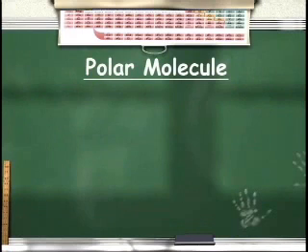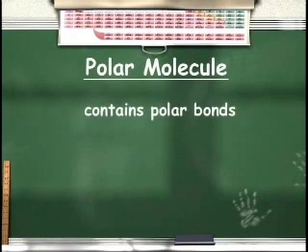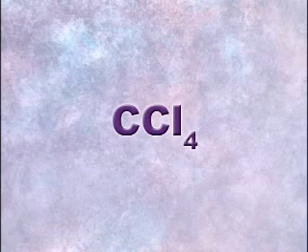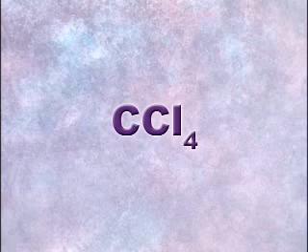A molecule is considered polar if it meets 2 criteria. The bonds in the molecule must be polar, which means that the difference in the electronegativities must be between 0.3 and 1.7, and the atoms must be oriented in such a way as to give the molecule a partially positive end and a partially negative end. Now, let's look at an example that meets one, but not both of these requirements. Carbon tetrachloride, or CCl4.